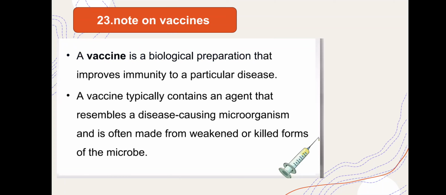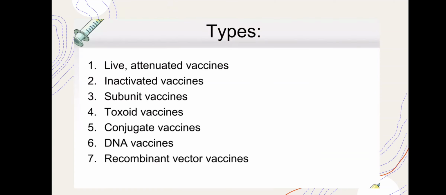Write a note on vaccine. A vaccine is a biological preparation that improves immunity to a particular disease. A vaccine typically contains an agent that resembles the disease causing microorganism, often made from weakened or killed forms of the microbe. You know that vaccines are either killed or inactivated forms of microorganisms. We introduce them into the human or animal body just to boost immunity.